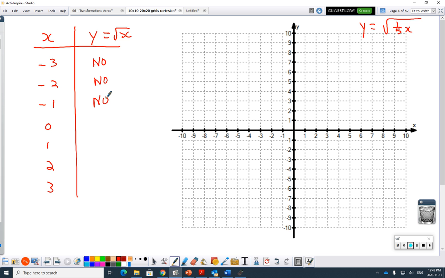And that's where having the shape of the graph in your mind and knowing these base functions, you don't have to go through all this. I know what to start at for square root. Don't start with negatives, start with 0. Square root of 0 is 0. Square root of 1 is 1. Square root of 2 is like 1.4.